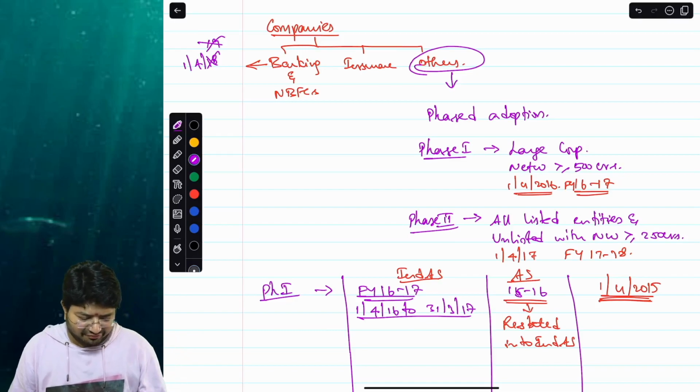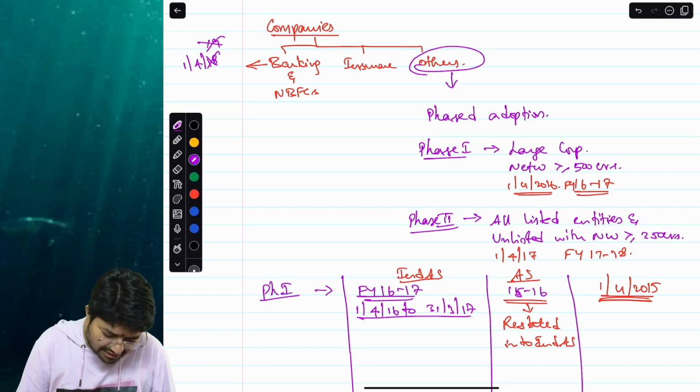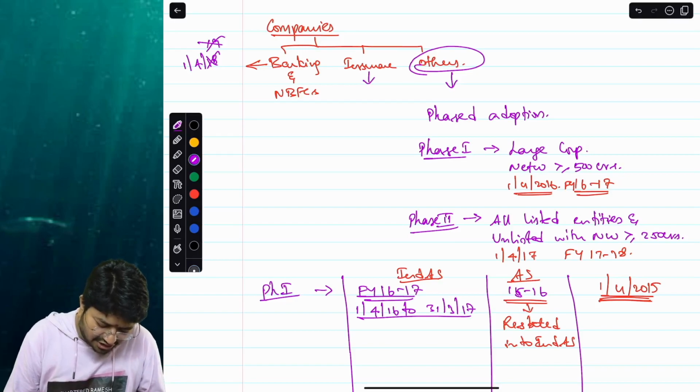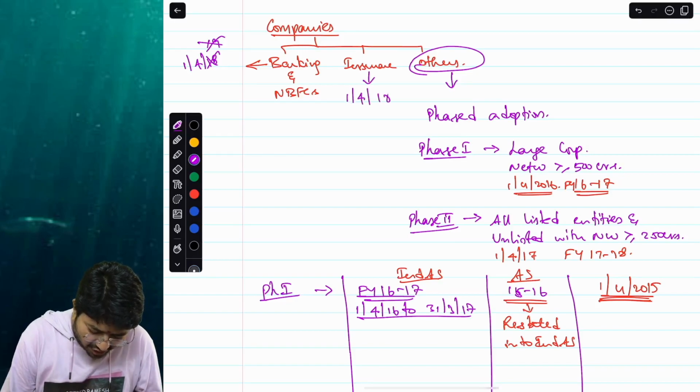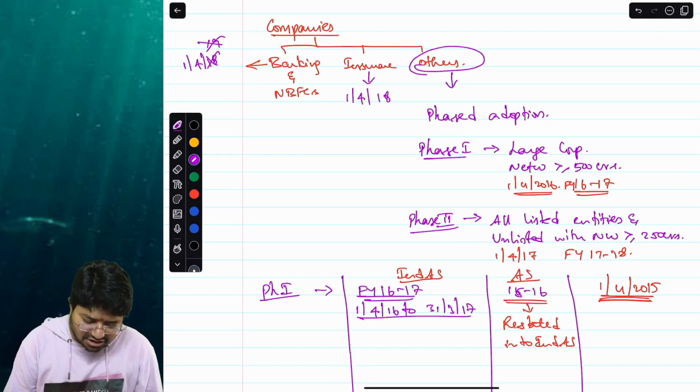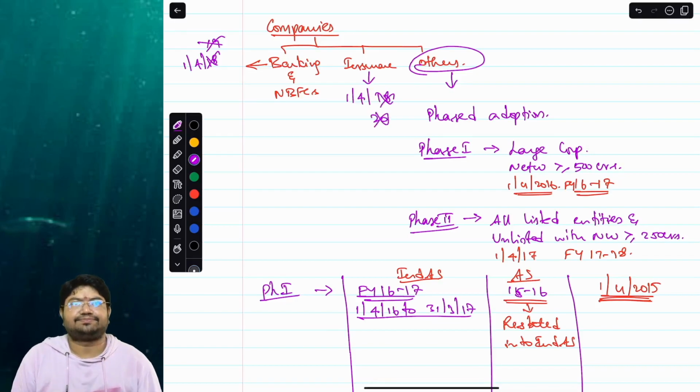Okay. Then when it comes to insurance companies also, a similar situation happened. They initially stated on 1/4/2018 it would be launched, but it did not happen. Then another year they announced, again it did not happen.